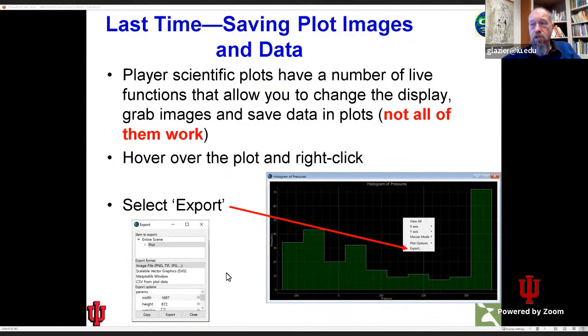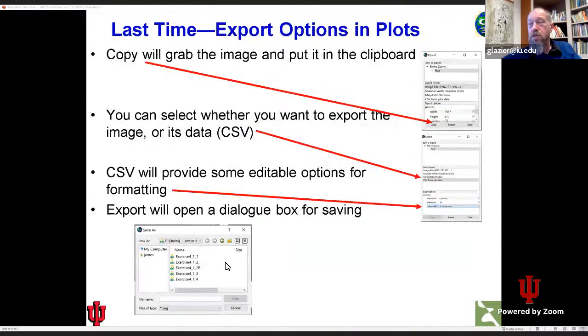So there's this export option. You can export images or comma-separated values. Either way, you can save it.